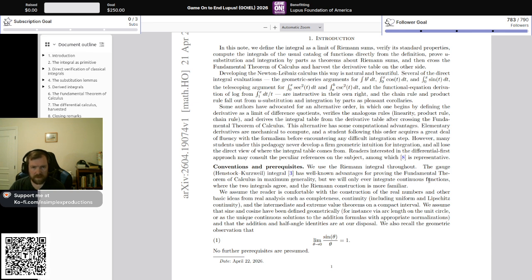Okay, conventions and prerequisites. We use the Riemann integral throughout.